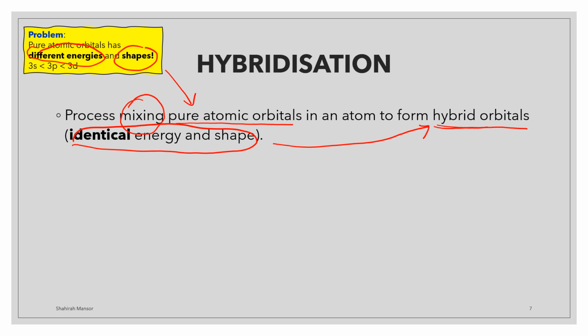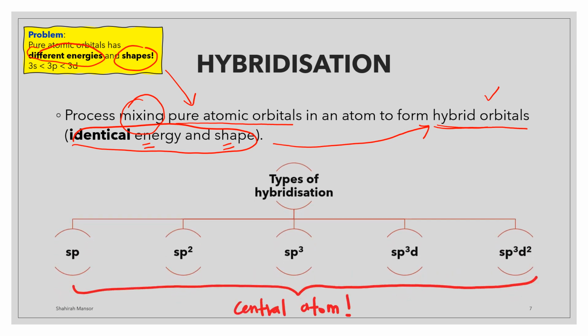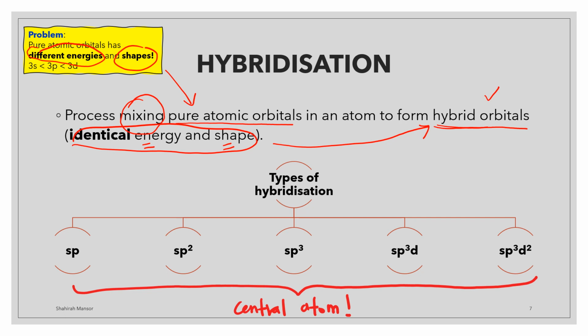Okay, so tujuan kita hybridkan pure atomic orbitals adalah supaya kita akan dapat orbital baru yang kita panggil sebagai hybrid orbitals, di mana hybrid orbitals ini akan mempunyai energi yang sama dan shape yang sama. And these are the different types of hybridization for the central atom. Kita boleh ada sp hybrid orbital, sp2 hybrid orbital, sp3 hybrid orbital, sp3d hybrid orbital dan sp3d2 hybrid orbitals.